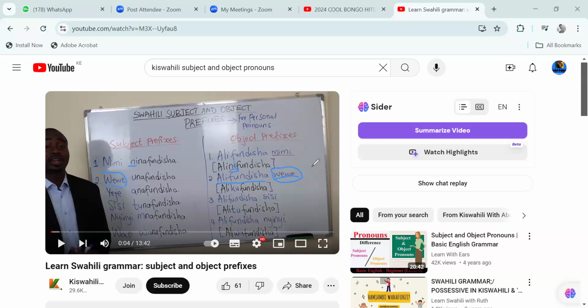So it's no longer the doer. In the subject aspect, you, which is wewe, is the doer. You see? So you are teaching, wewe unafundisha. So it means the you, wewe, is the doer. But here, you is the recipient of the action. In the subject aspect, you are the doer of the action. The action being done is fundisha, which is teaching. In this subject aspect, wewe unafundisha means you are teaching. So you become the doer there.